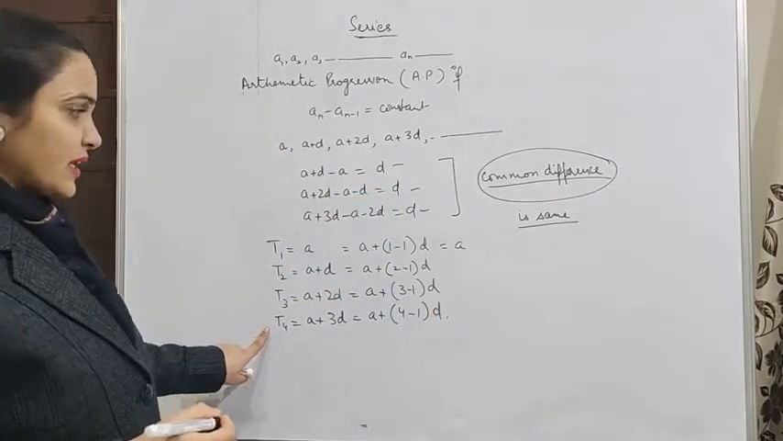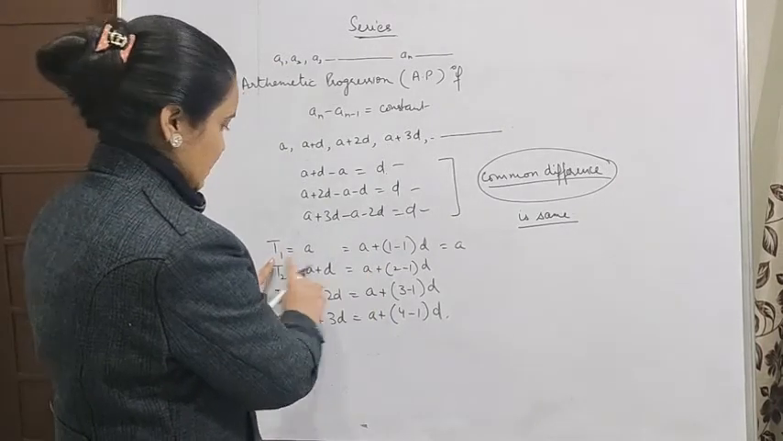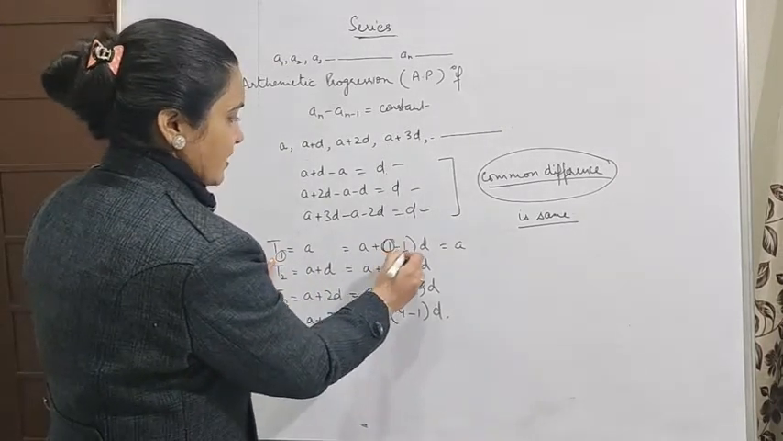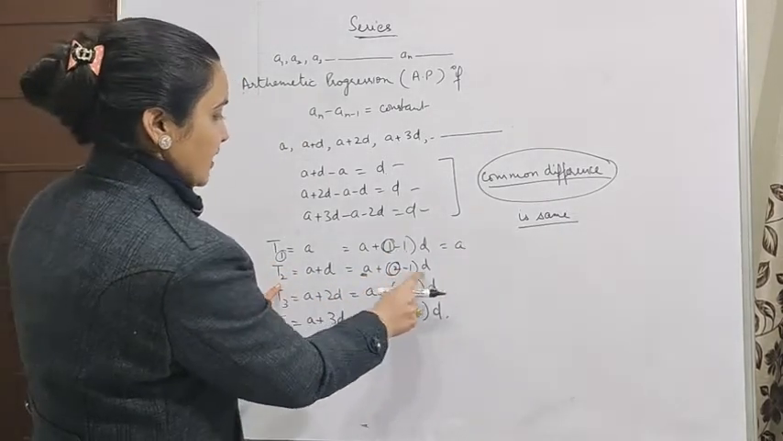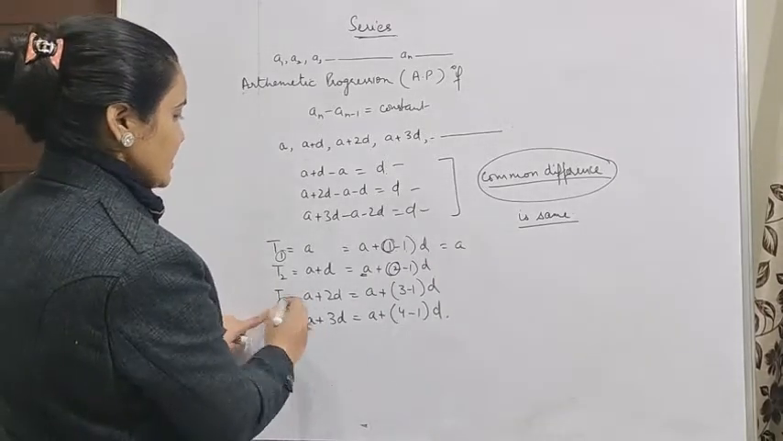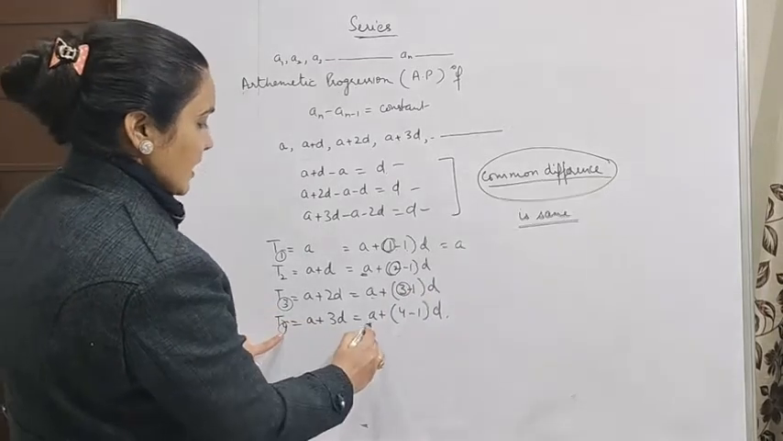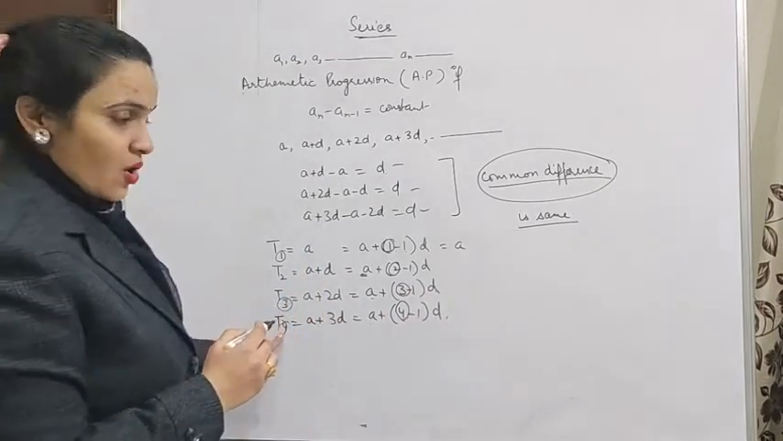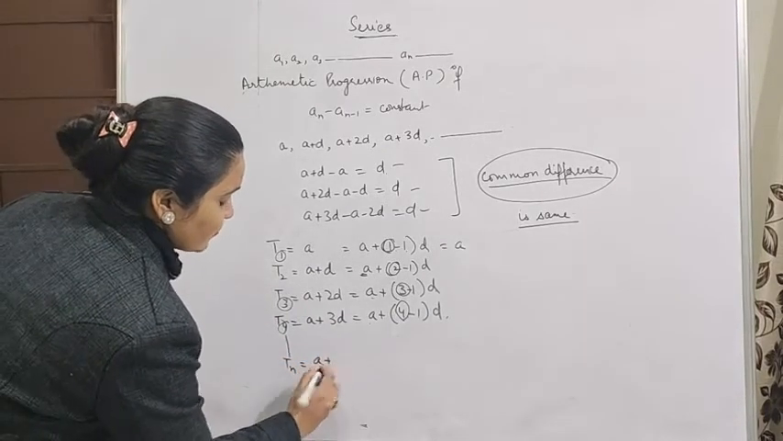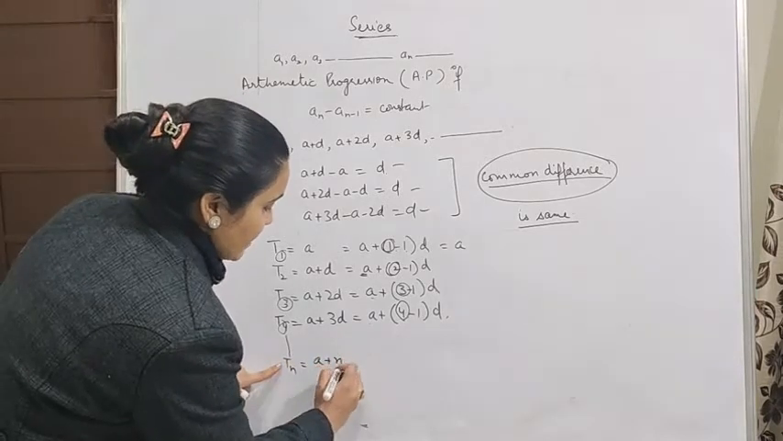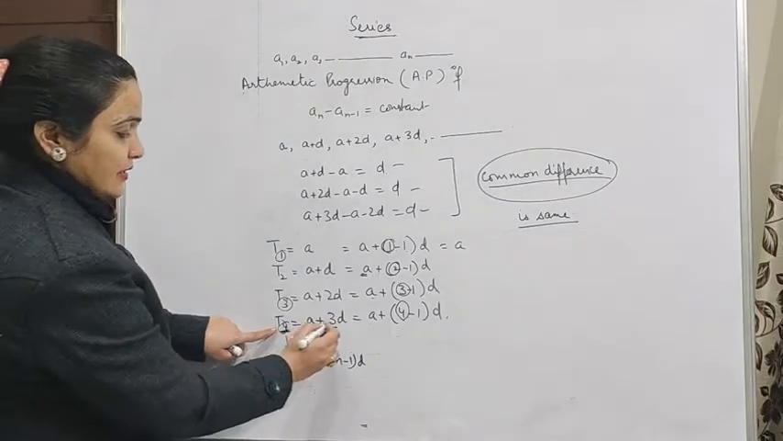अब हमने ऐसा क्यों लिखा? ये फर्स्ट टर्म क्या आई? This is T1 as A plus 1 minus 1 D. Second term is A plus 2 minus 1 D. Third term is A plus 3 minus 1 D. Fourth term is A plus 4 minus 1 D. इसी तरह अगर हम इसकी nth टर्म लिखते हैं तो how will we write? We will write A plus n minus 1 times D. Clear? If here it is 4, here this is 3.